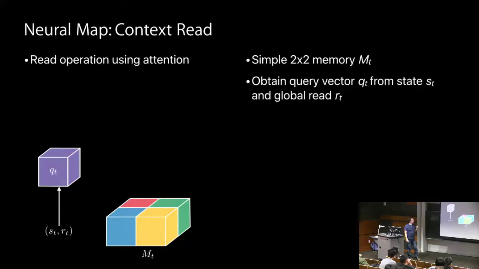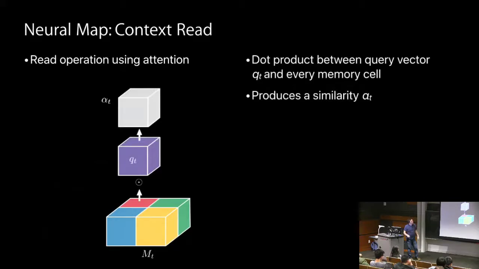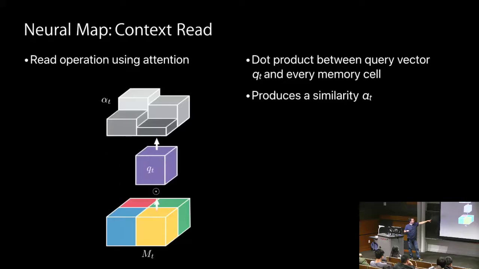What I do is I basically do a dot product between my query vector and every memory cell, right? So if I do the dot product, let's see if my animation works, and I renormalize, I get these probabilities alphas. These probabilities alphas are basically telling me this entry is most similar to my query vector. So it produces a similarity alphas, which sum to 1. It's just a probability distribution over my memory.